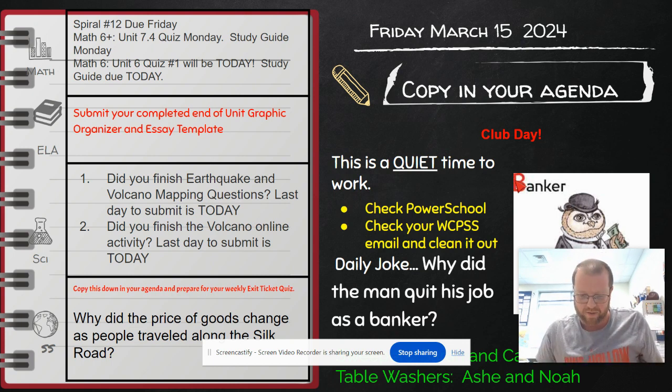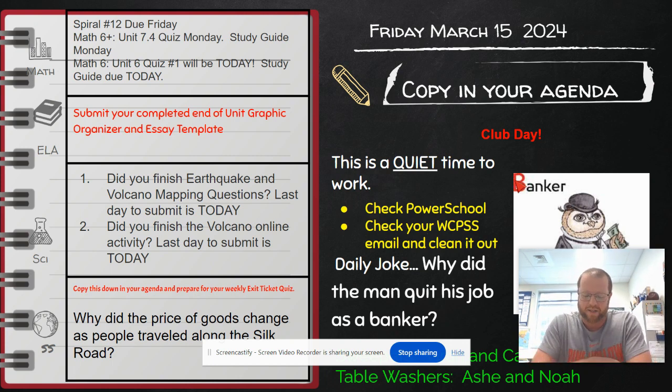In math next week, Math 6 Plus, we have our Unit 7.4 quiz on Monday and Tuesday. It's a little bit longer, this quiz, so I'm going to give kids 2 days to work on that. And after that, we're going to get started on Unit 7, our next 6th grade unit, which is going to be rational numbers, which is basically just negative numbers. We're going to talk about comparing negative numbers, putting them on the number line, and then eventually we'll get to adding and subtracting negative numbers.